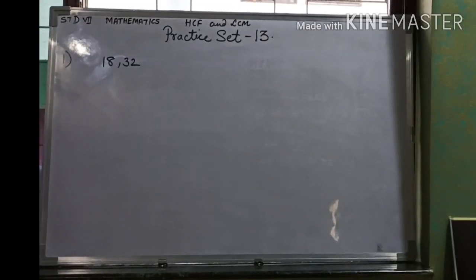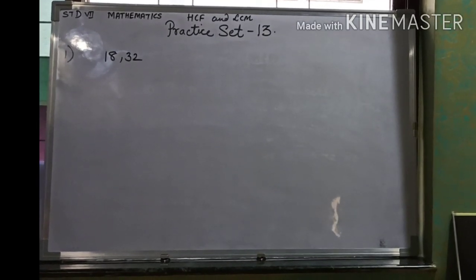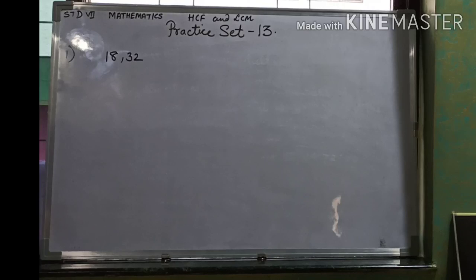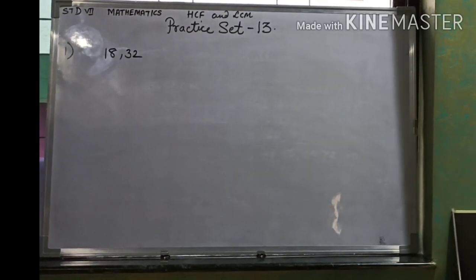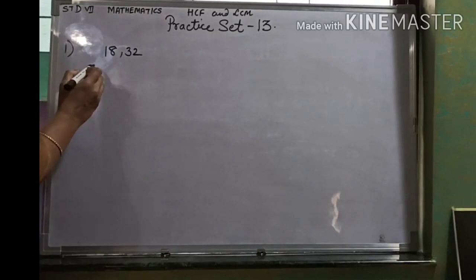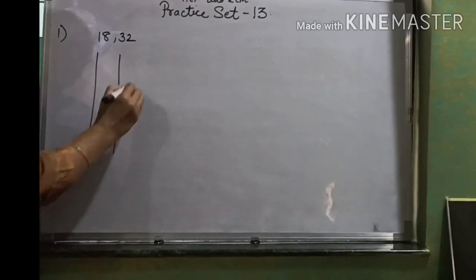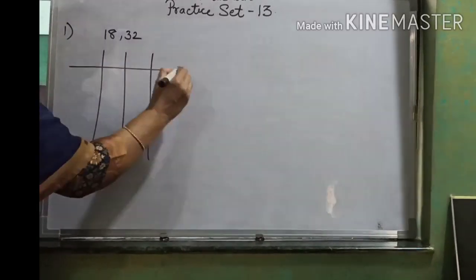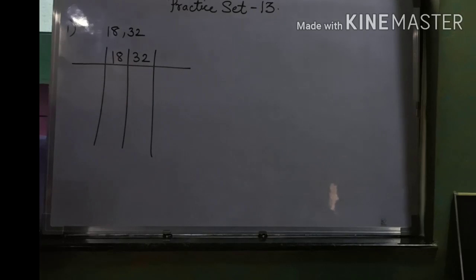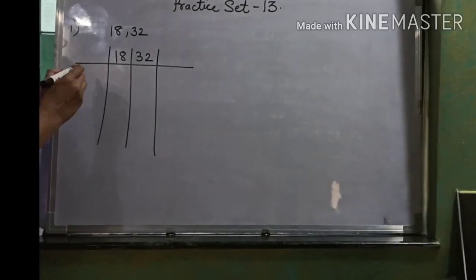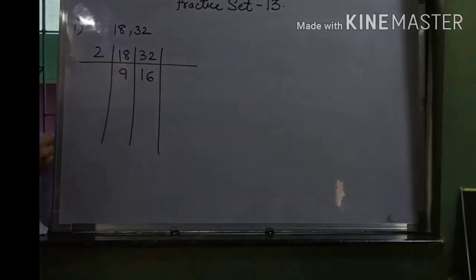Now we will learn to find LCM by finding the prime factors of the given numbers. So let us move further and solve selected sums from practice set 13. So let us take the example 18 and 32. In vertical arrangement, we will be finding the prime factors of 18 and 32. So 18 and 32 are divisible by 2. 2 9s are 18 and 2 16s are 32.